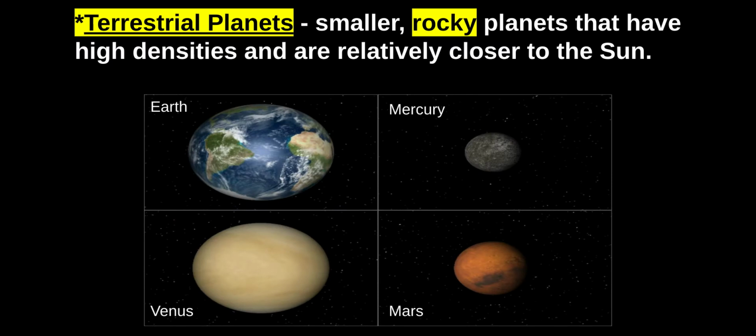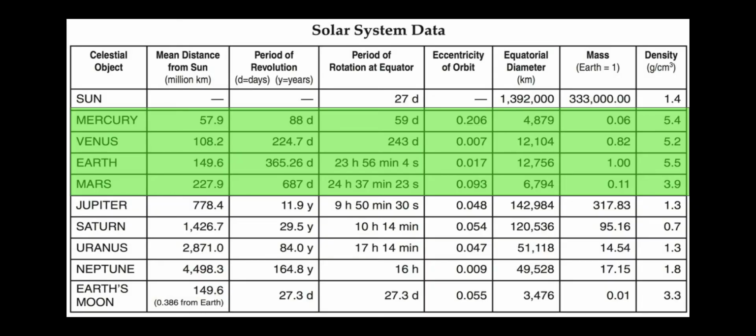All right, let's go in a little more detail now. Here's our definition for terrestrial planets. Terrestrial means Earth-like. These are smaller, rocky planets that have high densities, and they are closer to the sun. And because they're closer to the sun, they got that gas burned off of them. Let's go into a little more detail. Here they are grouped out on our solar system data. Notice their high density and relatively small size in diameter across.